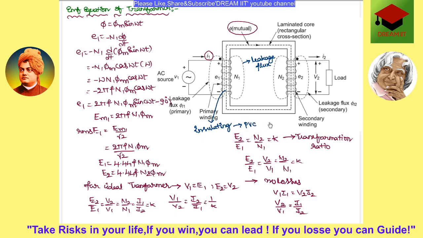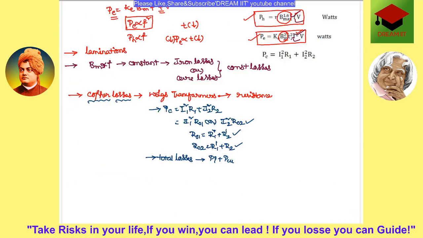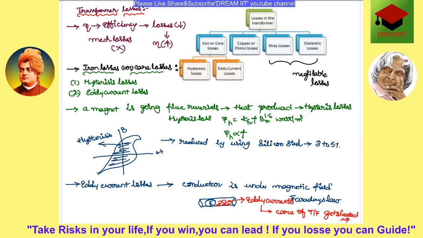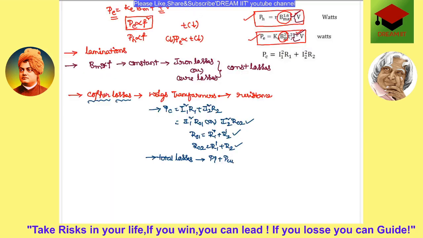So this is the information about the types of losses appearing in the transformer. I have covered it entirely.